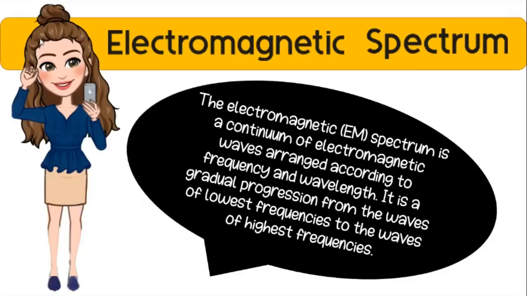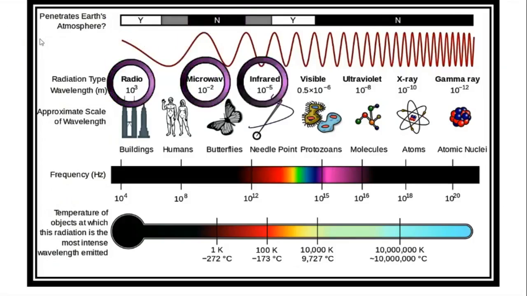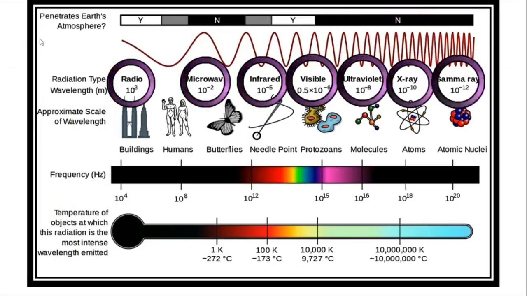Now, let us explore the electromagnetic spectrum. The electromagnetic spectrum is a continuum of electromagnetic waves arranged according to frequency and wavelength. It is a gradual progression from the waves of lowest frequencies to the waves of highest frequencies. According to the increasing frequencies, the EM spectrum includes radio waves, microwaves, infrared, visible light, ultraviolet, X-rays, and gamma rays.